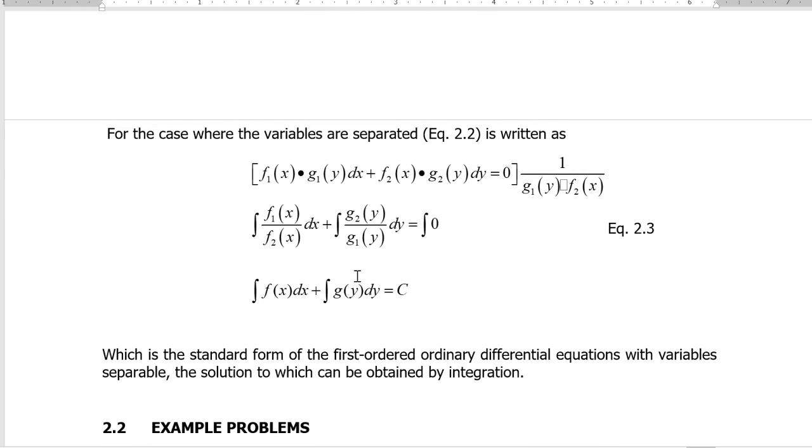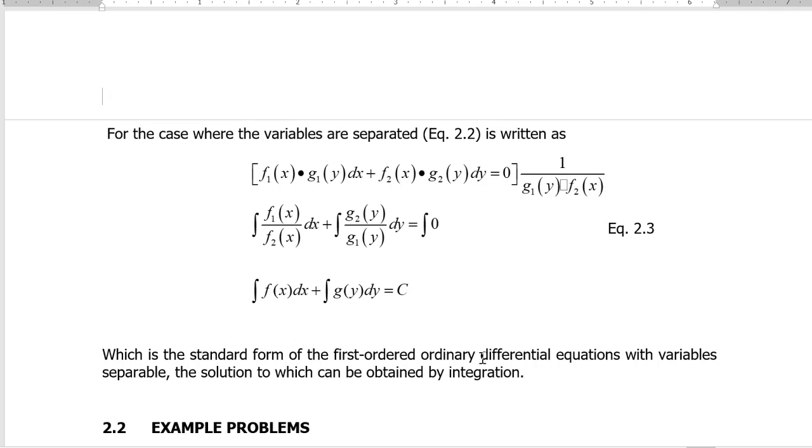We integrate in terms of x. And then we integrate this second term, g2(y) over g1(y) dy, and what comes out is a function of y. And then you just equate it to c, because the integral of 0, or the integral of any constant, will be c.